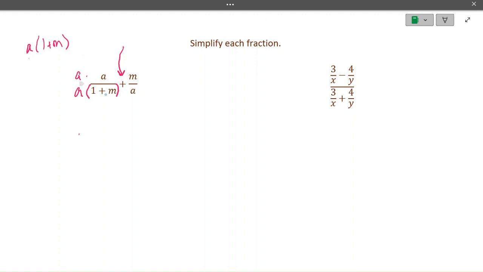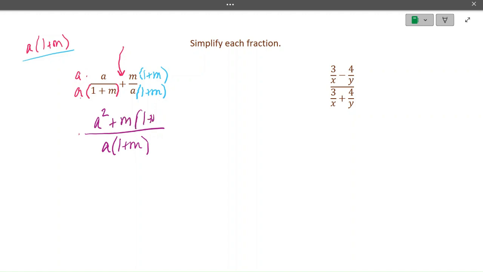To this fraction, I'm still trying to get my denominator of a times the quantity 1 plus m. 1 plus m gets multiplied here. And then for the same reason, we're doing the exact same thing to the numerator because we are creating an equivalent fraction. And now we're ready to simplify. We are going to know that our denominator, look, it's exactly the same. So we can write this as a times 1 plus m here. And because our denominator is common now, we can go ahead and multiply a times a, which is a squared, plus m times quantity 1 plus m.